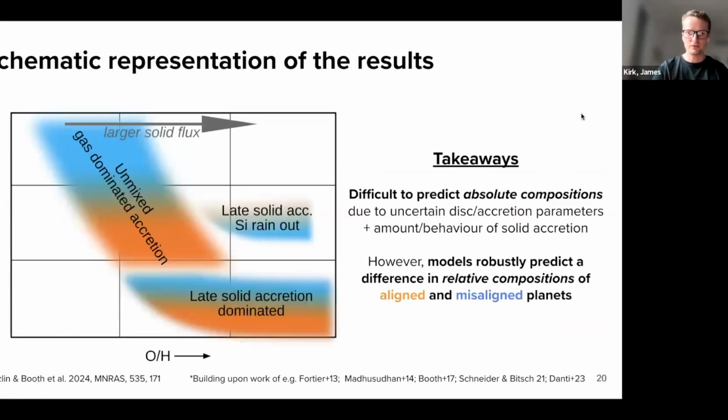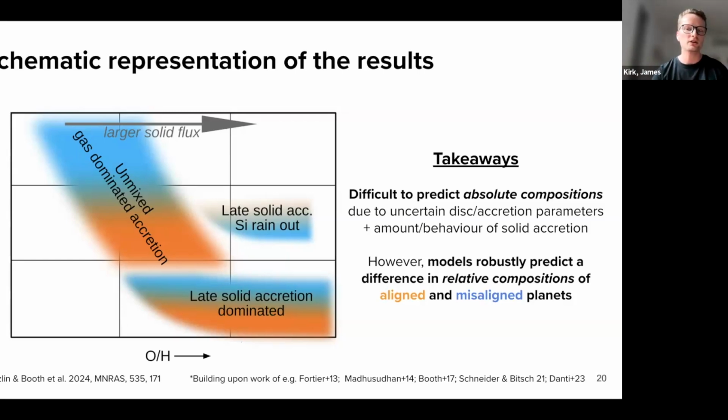So to summarize the results from the modeling paper, this here is a schematic representation of those results in C/O space, again on the y-axis against metallicity on the x-axis. Again, as I've already said, if you accrete more solid material, you'd be driven to higher metallicities and lower carbon to oxygen ratios. And depending on the behavior of silicates upon accretion, this could either drive the C/O ratio of the aligned planets to be higher or lower than the misaligned planets.